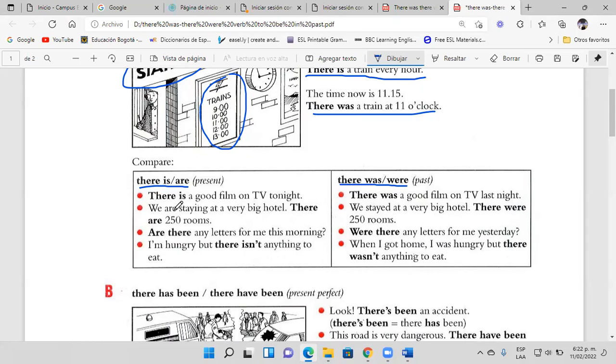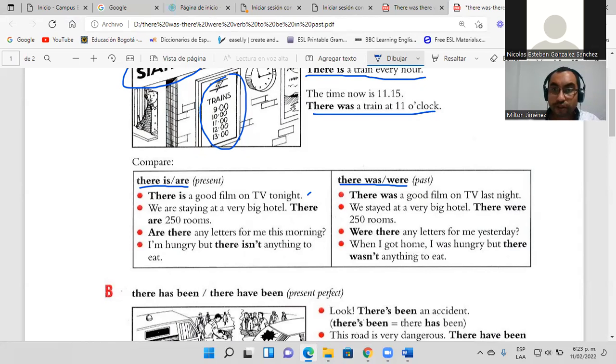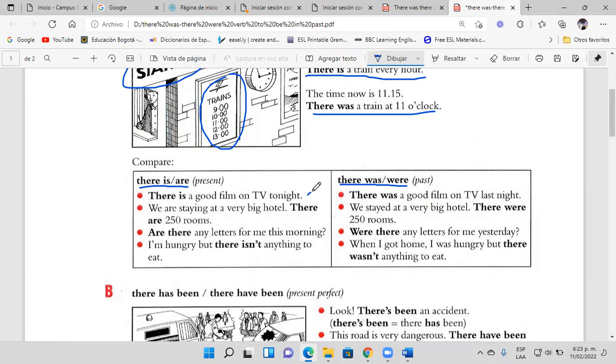Okay, so there is and there are. In this case, I'm going to ask a person to help me. For example, Natalia. Natalia, are you there? Hola, profe. Hello, Natalia. I'm very happy to listen to you. Natalia, can you read the first sentence in here? Read this one, please. Léela, por favor. La primera, ¿sí? Yes, that one.